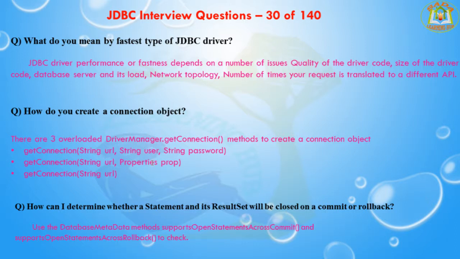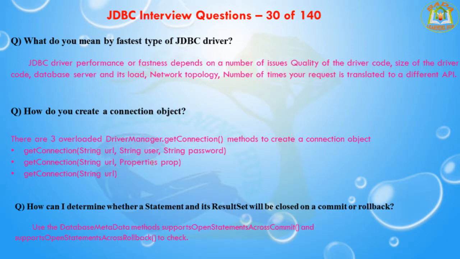The second method is getConnection of String URL and properties file. Here we need to give the username and password we maintained in the properties file. We can directly give the properties file object. The third one is getConnection of String URL. Directly, the username and password are also available in the URL only.